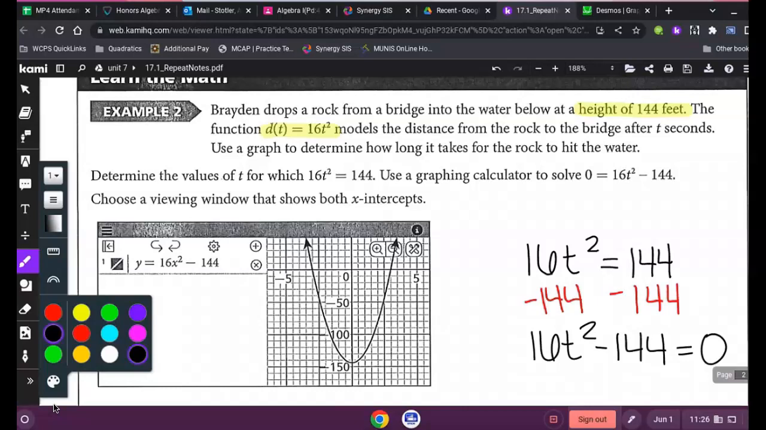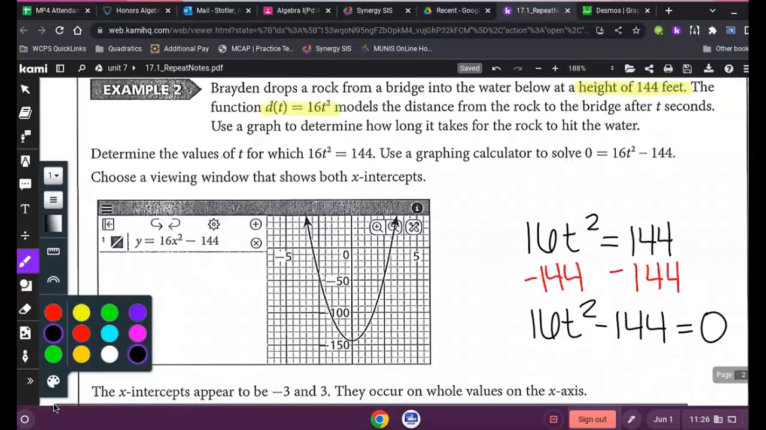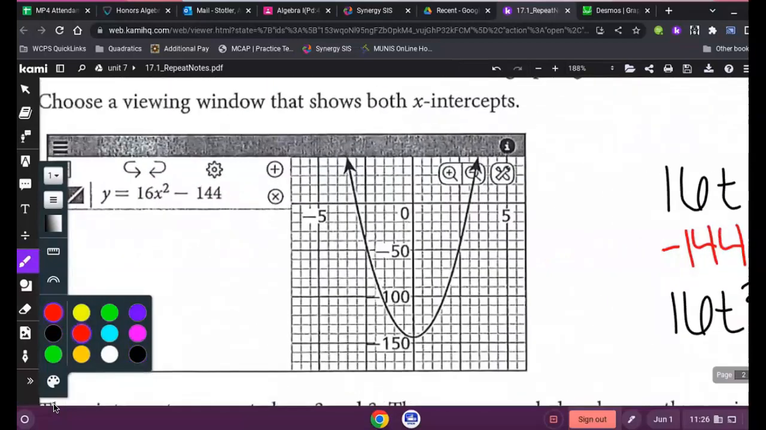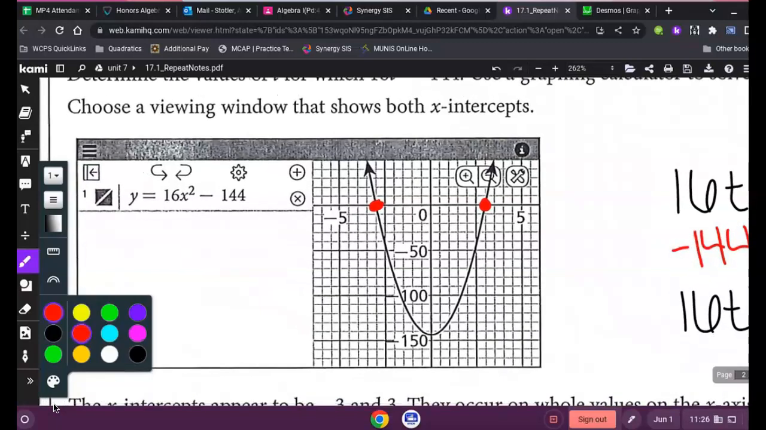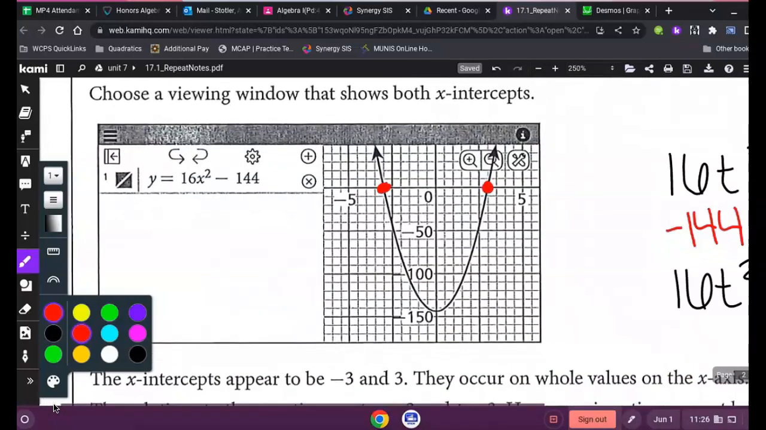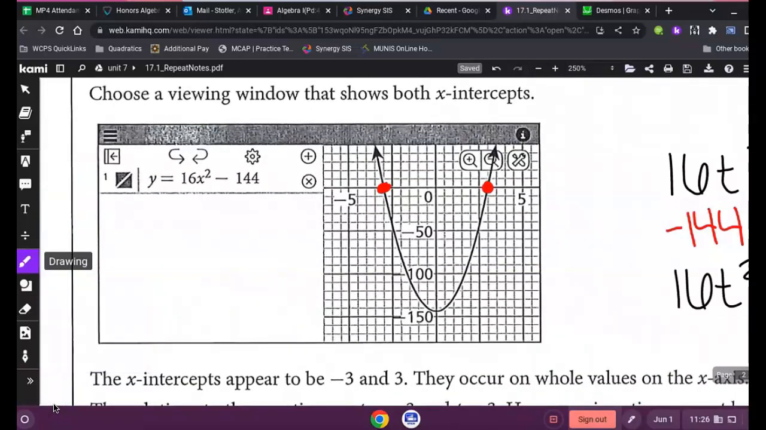So when it equals 0, we can solve it by finding our x-intercepts. So lucky for us, it already graphed it for us. We just need to put our points on our x-intercepts. So that looks to be 3 and negative 3. I know it's kind of weird to see. It's counting by like every 2 blocks is 3 or 1.